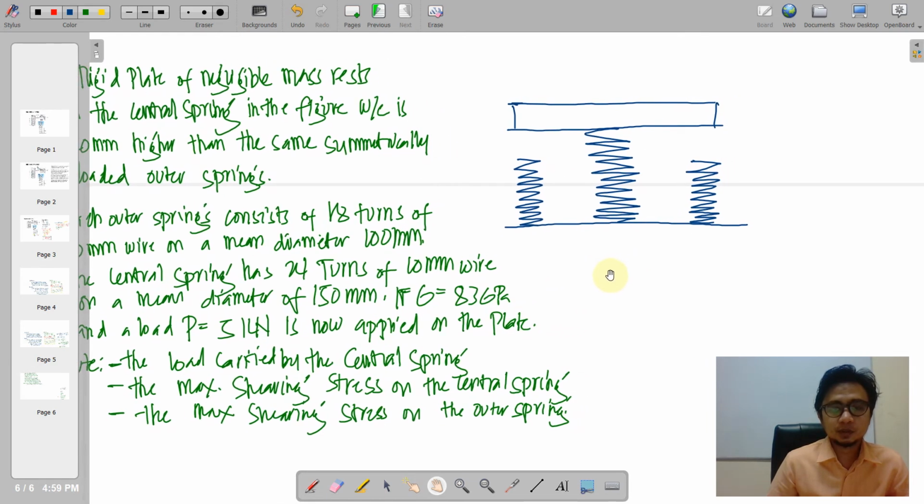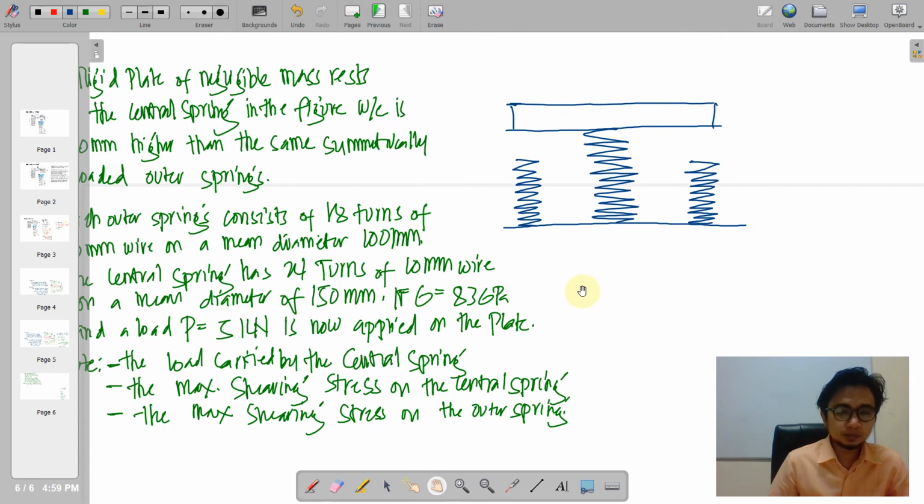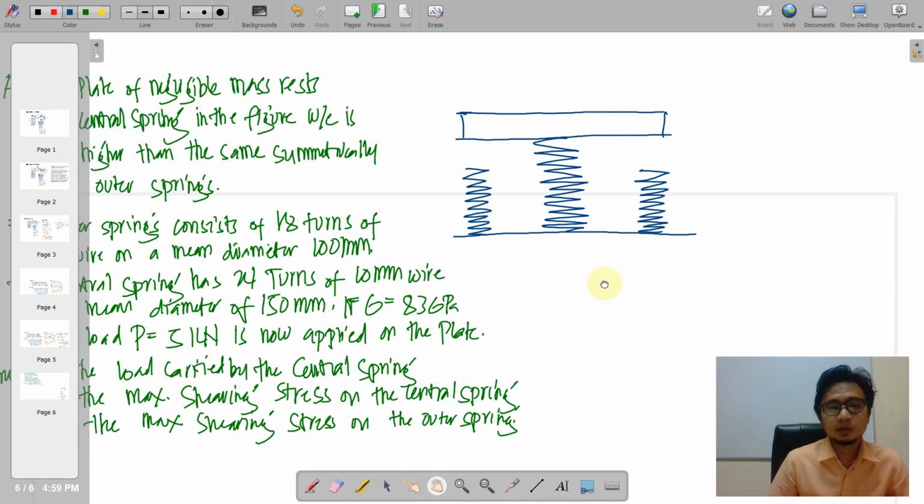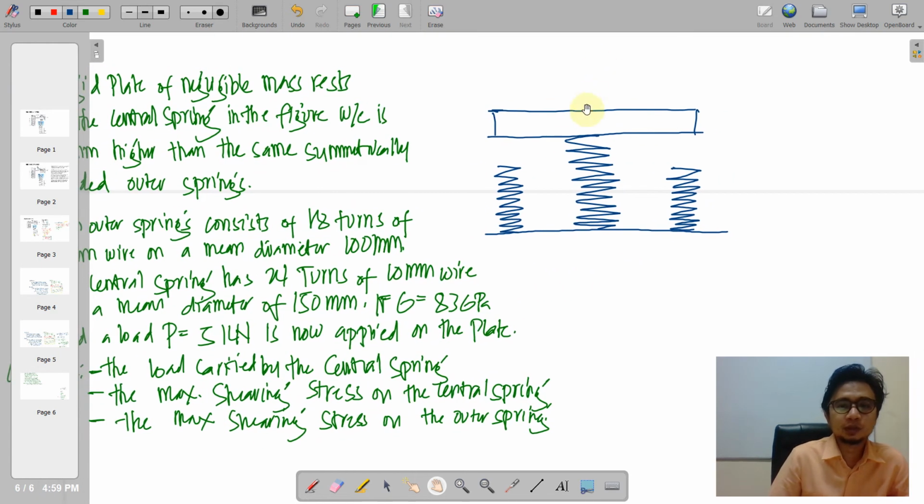So starting with the loading, of course, if we load this one, the outer springs will now be involved in carrying this platform, although they are short by 20 millimeter. When this is loaded, it will involve them in carrying this platform.